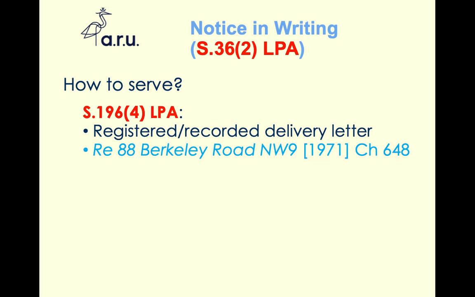So in Re 88 Berkeley Road, we can see an interesting case where two joint tenants occupy the premises. One joint tenant serves notice on the other in writing. It was a registered letter sent to the property. However, the person who received the letter was the person who'd sent it, because they were living there, and they didn't tell the other person.